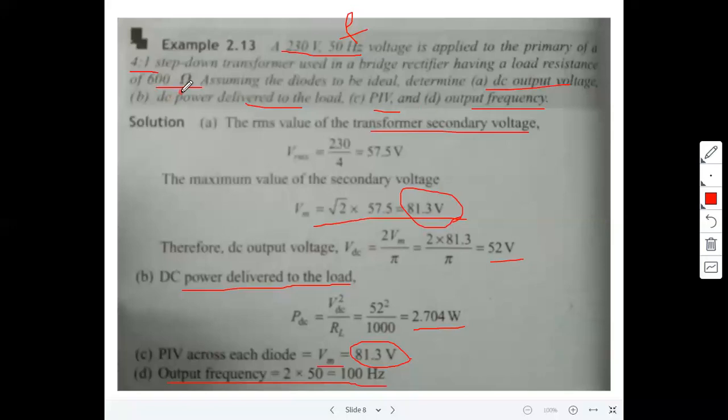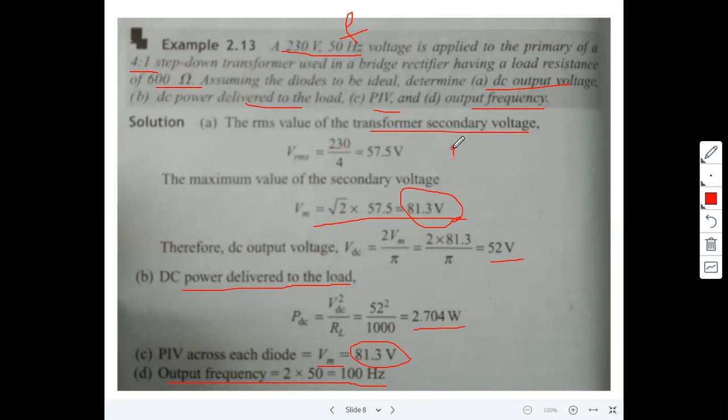One by one we calculate. First we calculate the secondary voltage. How to calculate the secondary voltage based on the turns ratio? We already discussed this type of problem in the half wave rectifier as well as the full wave rectifier. Secondary output voltage VRMS is equal to 230 into N2 by N1.